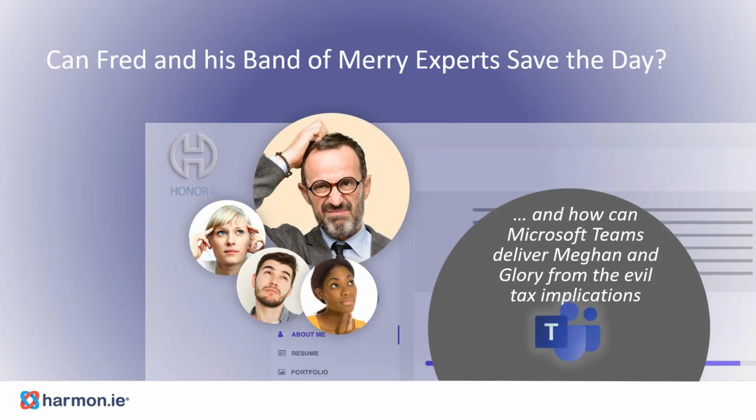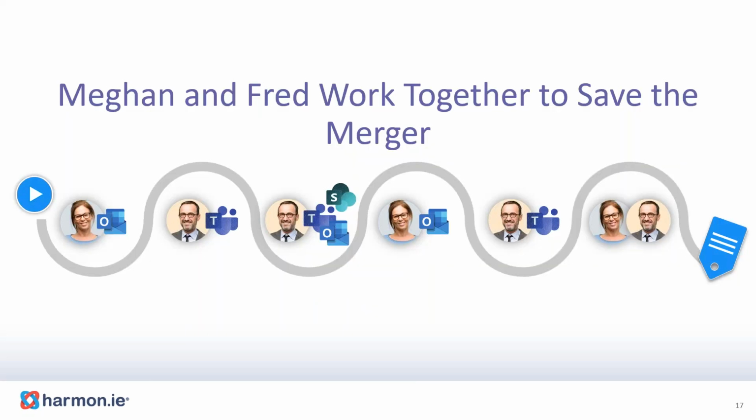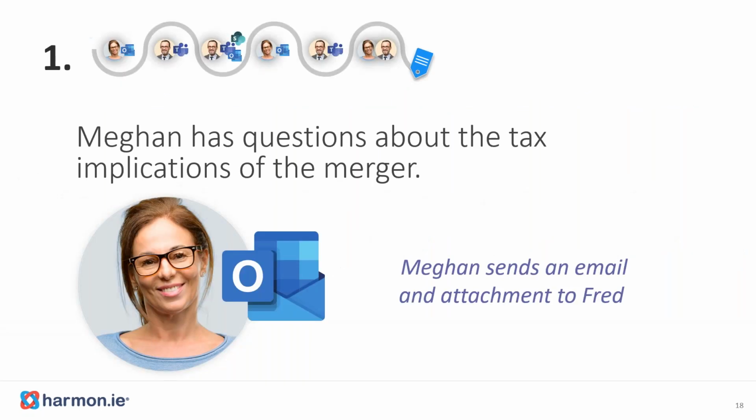So Fred, as a tax advisor, is going to have to work with his team as well as teams from both Honor and Glory to pull everything together and analyze the implications and the best advice to give them as part of that merger process. There's a lot of flow between all the different parties involved, and it could start off with Megan sending an email to Fred asking for some clarification and some questions from a tax implication point of view.